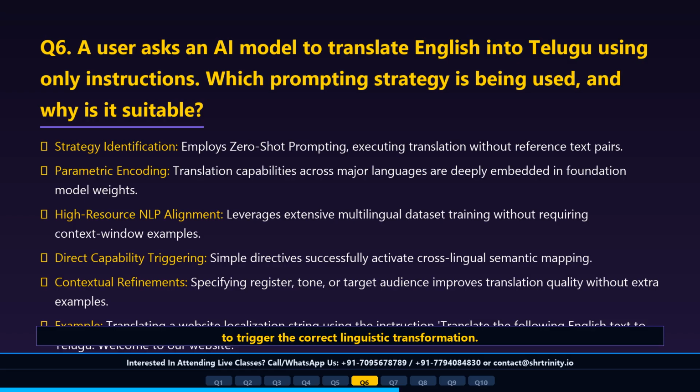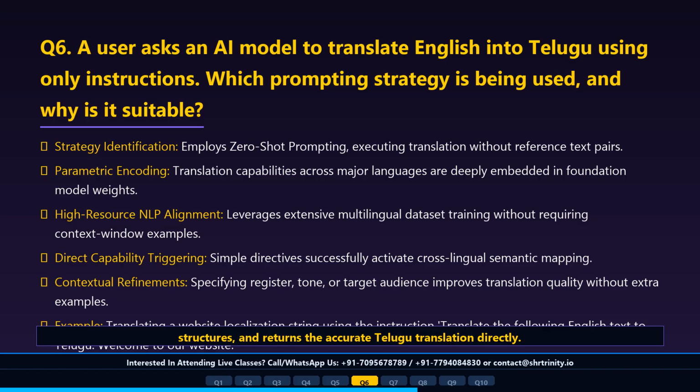Let's walk through how this works step by step in a real localization workflow. Consider a web platform translating interface strings, such as "Welcome to our website." In a zero-shot approach, you pass the prompt, "Translate the following English text into clear, natural Telugu. Text: Welcome to our website." The model reads the input, maps the English semantic concepts to Telugu vocabulary structures, and returns the accurate Telugu translation directly.